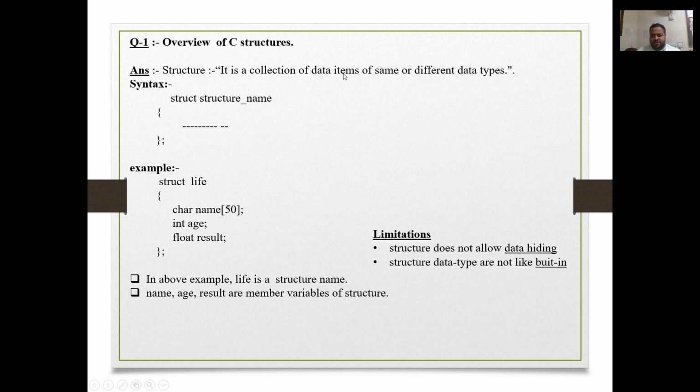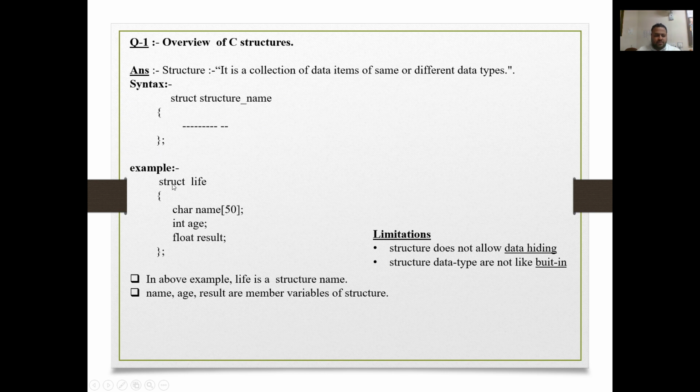Structure is a collection of data items with same or different types. It may contain the same data type or it may contain different data types. So this is the syntax of the structure: struct, then struct name, then curly braces on and curly braces off. At the same time, you have to use the class, then class name, curly braces on and curly braces close.